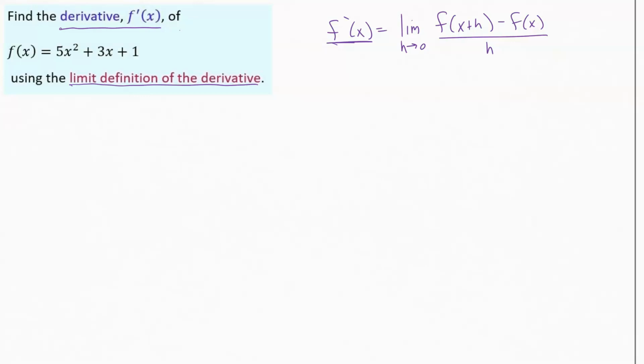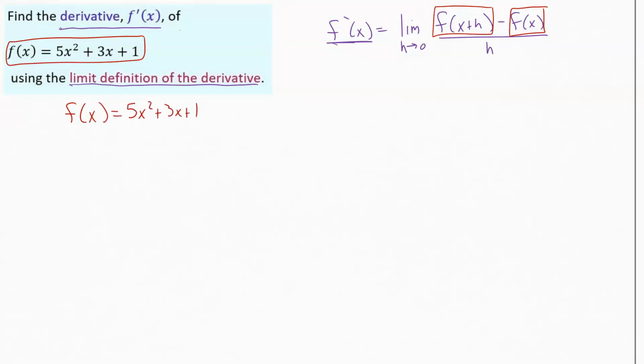When we do these problems, we're going to go after two different pieces of information. We're going to need to have an f of x piece to plug into this equation, and you're going to need to have an f of x plus h piece to plug into that equation. The good news is one of those pieces is always going to be given to you for free. We know what our f of x is. The f of x is just that given equation. That's 5x squared plus 3x plus 1.